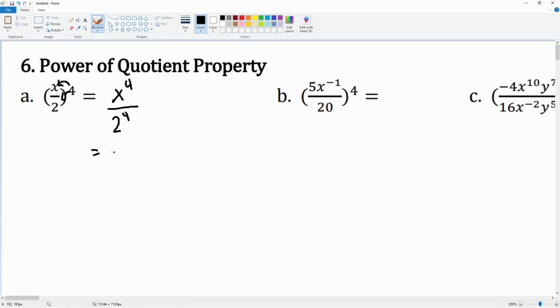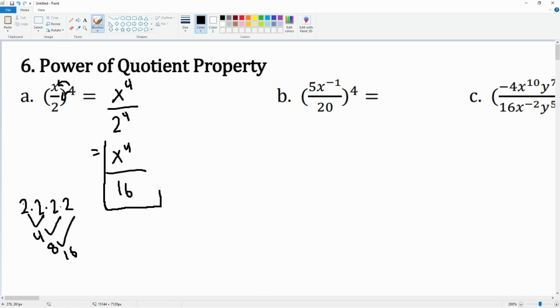So it's x to the fourth on top, and then we have 2 times 2 times 2 times 2, so this becomes a 4, then 8, then 16. So there you go. It's x to the fourth power over 16.